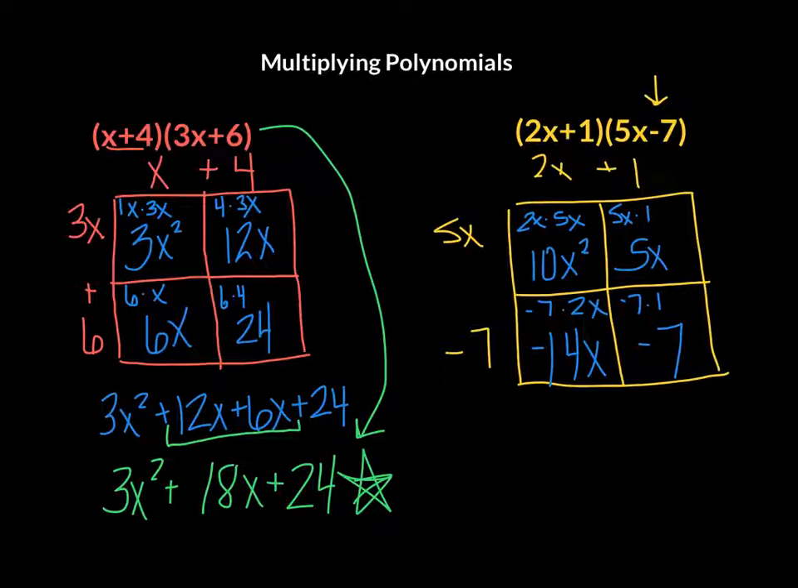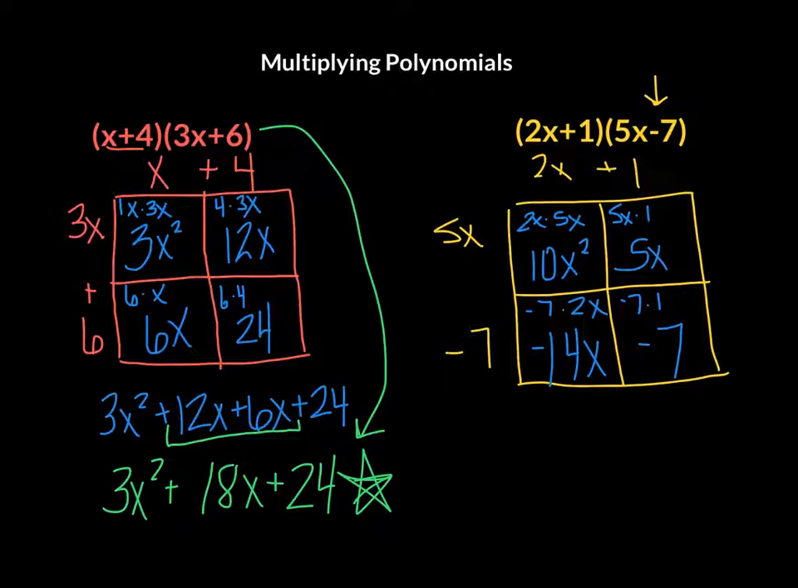Alright, I hope you guys did great on that. I'm just going to go over them quickly. 2x times 5x is 10x squared. 5x times 1, you get 5x. Negative 7 times 2x will get you a negative 14x. And negative 7 times 1 is a negative 7.